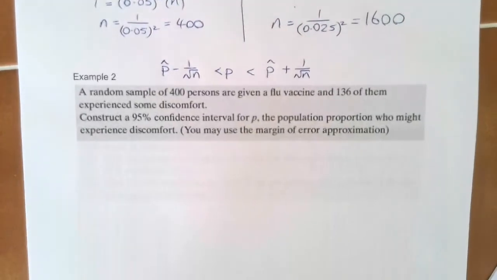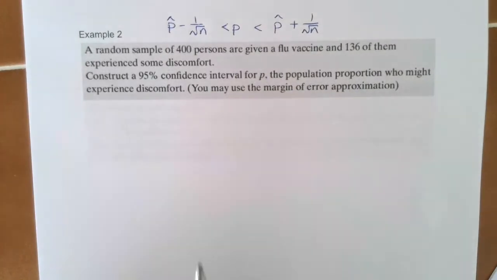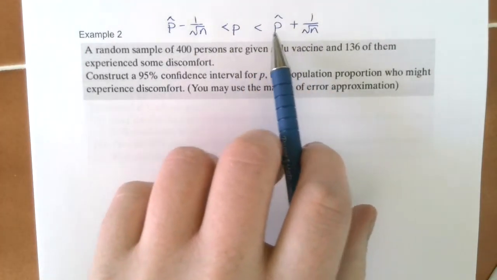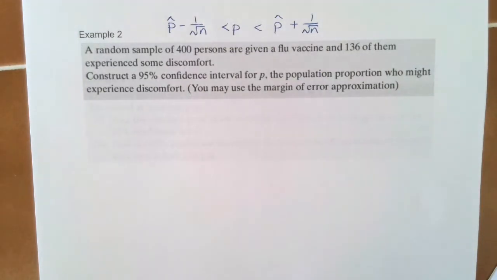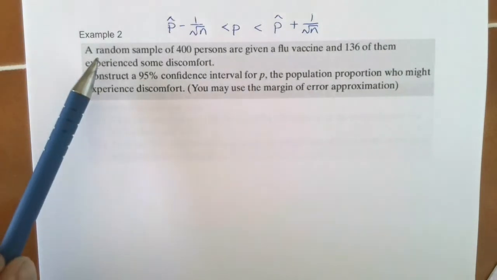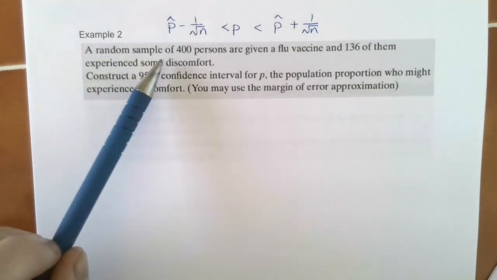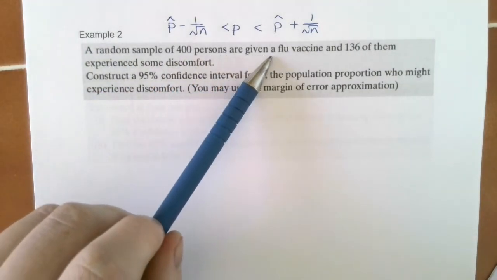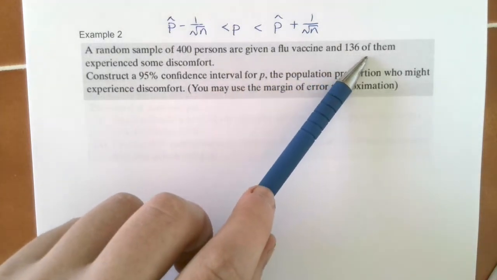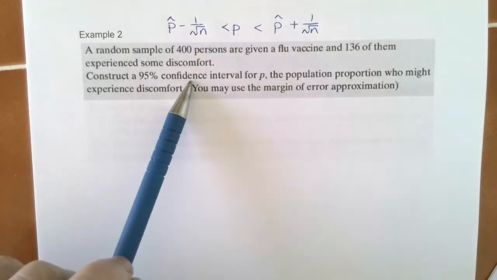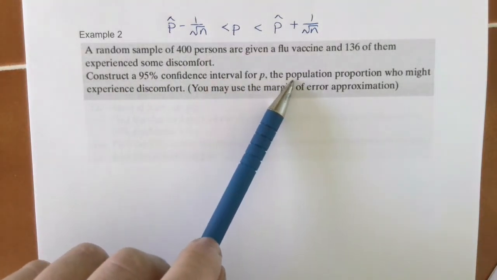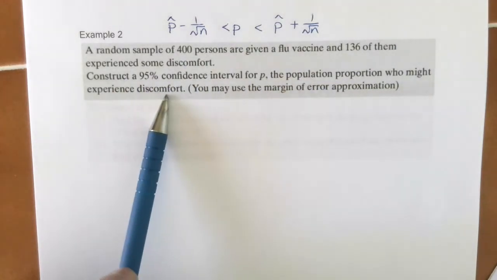Moving on to example 2. I'm going to leave my formula up above here. Like I said, this is the confidence interval formula. You're going to need to learn it for the exams, but once you do a few examples, it's not that hard to learn off. So example 2: a random sample of 400 persons are given a flu vaccine and 136 of them experience some discomfort. Construct a 95% confidence interval for p, the population proportion who might experience discomfort.